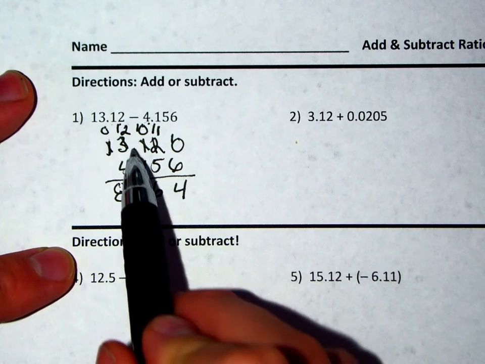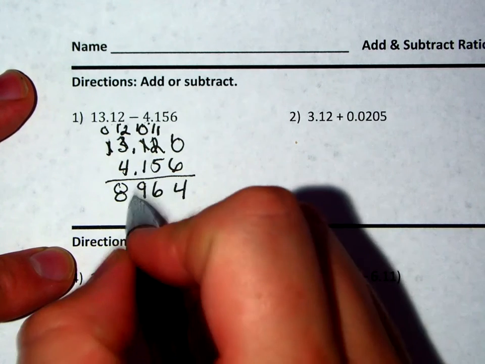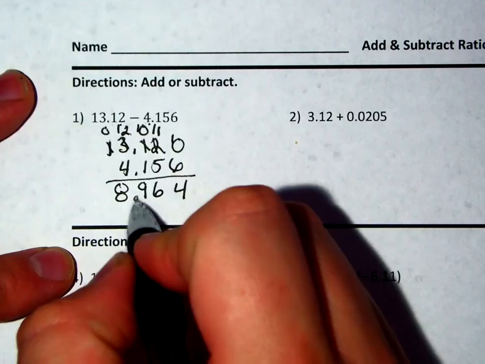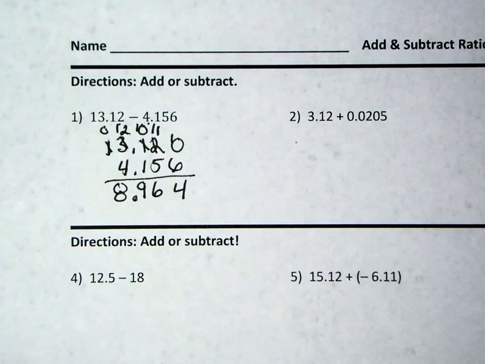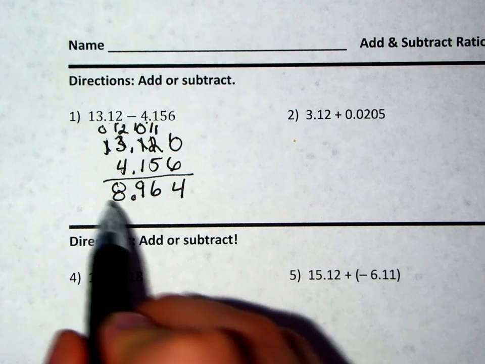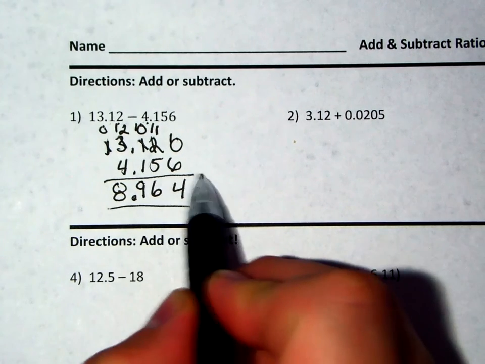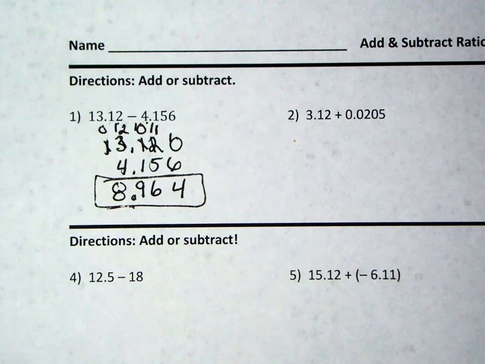Now, again, we'll drop our decimal down since we already lined it up to begin with. It just drops down in the problem. And we know that the problem has to have a positive answer because we already discussed that at the beginning of the question. So our solution now is positive 8.964.